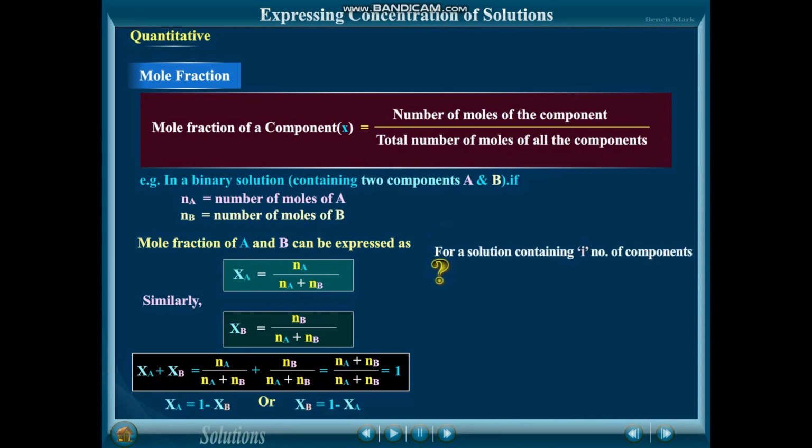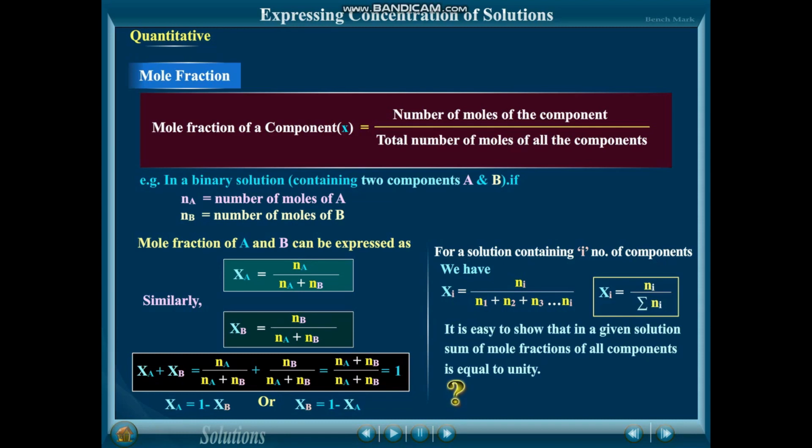For a solution containing i number of components, as if there are many components, then we have Xi is equal to Ni divided by N1 plus N2 plus N3 and so on till Ni, or Xi is equal to Ni divided by the total number of moles, that is sigma Ni. It is easy to show that in a given solution, the sum of the mole fractions of all components is equal to unity. That is, x1 plus x2 plus x3 will be equal to 1.